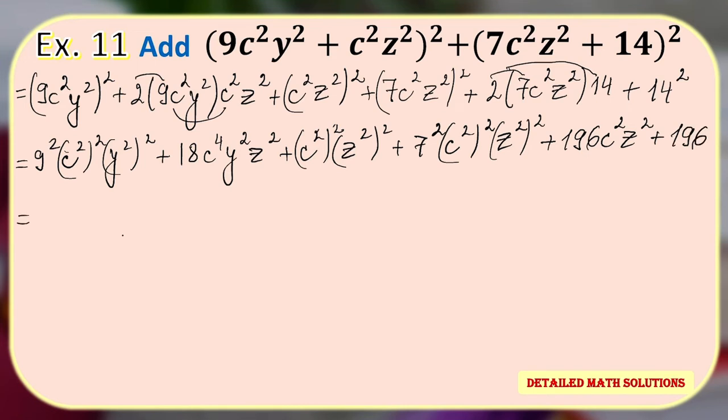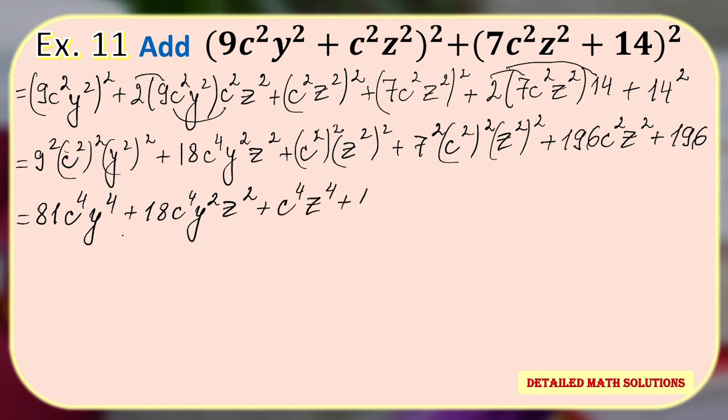If I simplify further, this equals 81 c to the 4th power y to the 4th power plus 18 c to the 4th power y squared z squared plus c to the 4th power z to the 4th power plus 49 c to the 4th power z to the 4th power plus 196 c squared z squared plus 196. As a last step, I need to add all like terms.